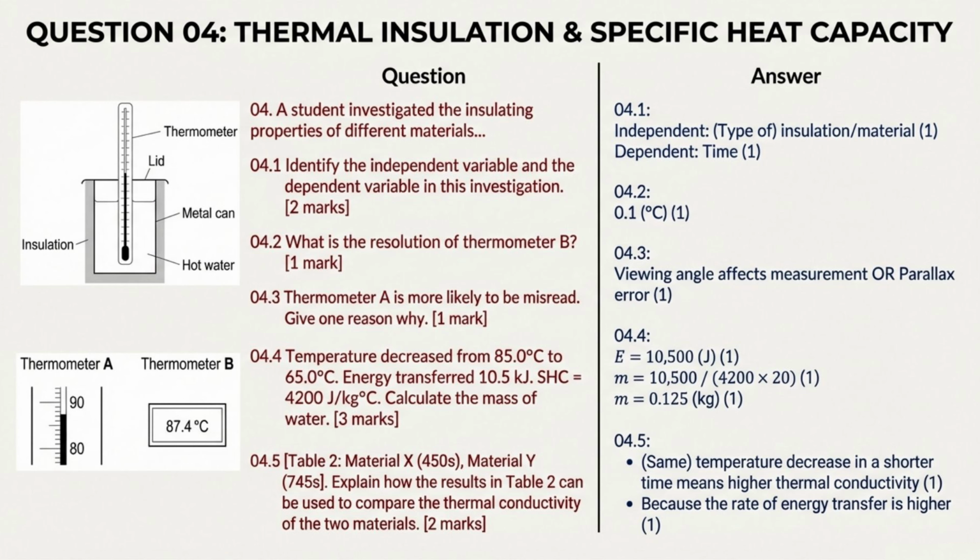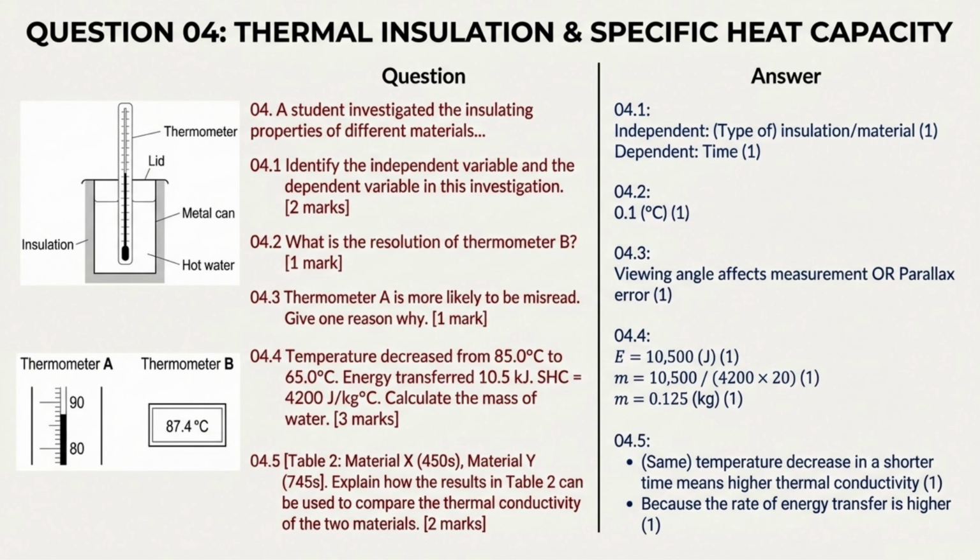The temperature of water decreases from 85.0 to 65.0 degrees Celsius. The energy transferred is 10.5 kilojoules. The specific heat capacity is 4,200 joules per kilogram degrees Celsius. We have to calculate the mass. First thing you have to spot is the kilojoules. 10.5 kilojoules needs to be converted to 10,500 joules. And the temperature change, 85 minus 65, is a change of 20 degrees.